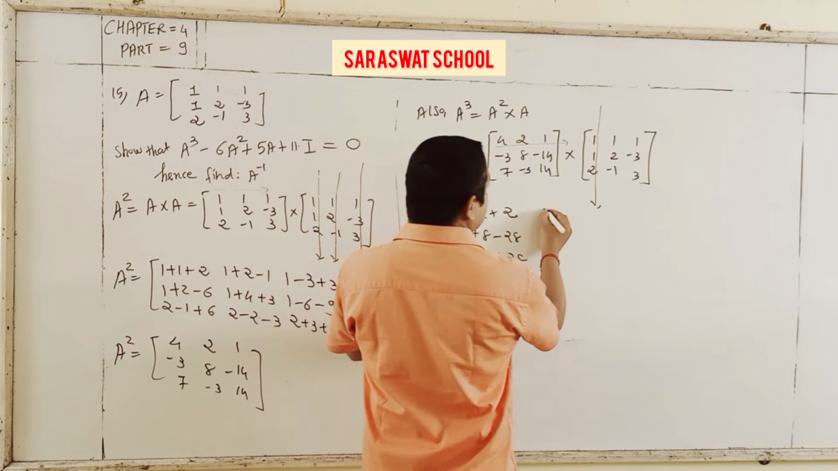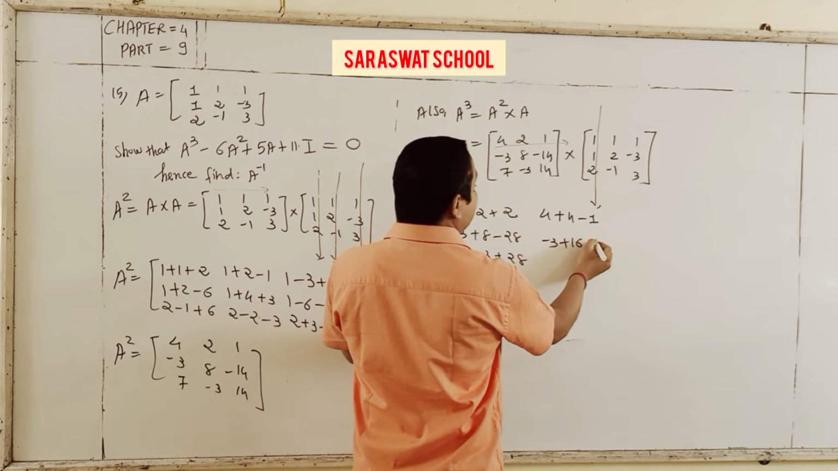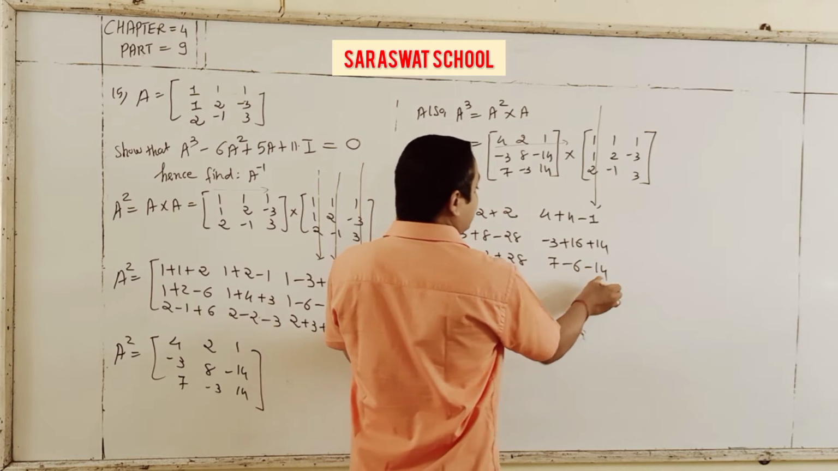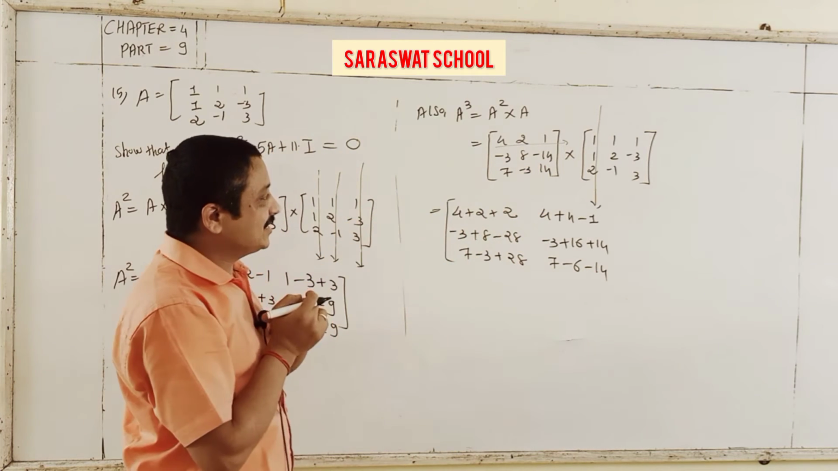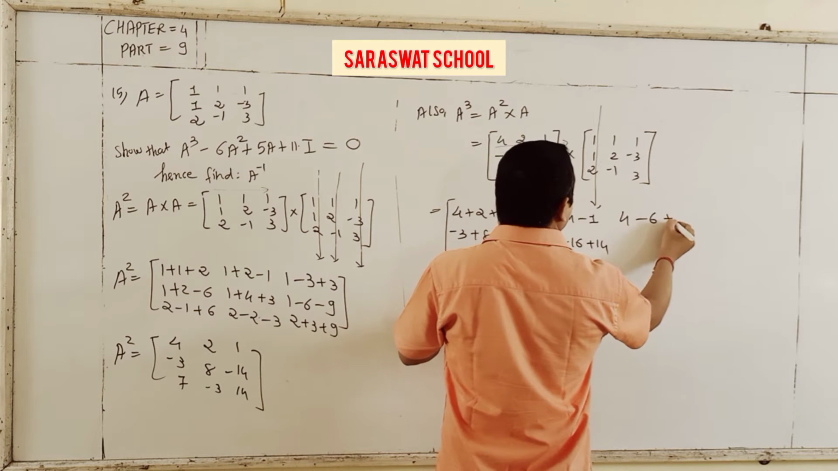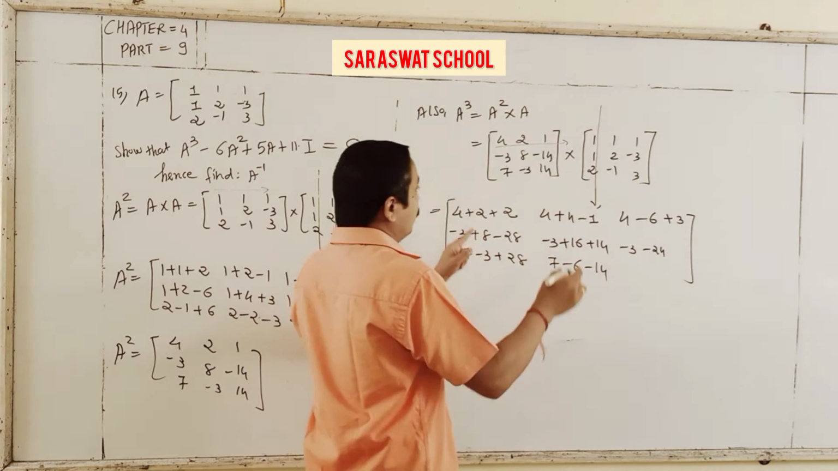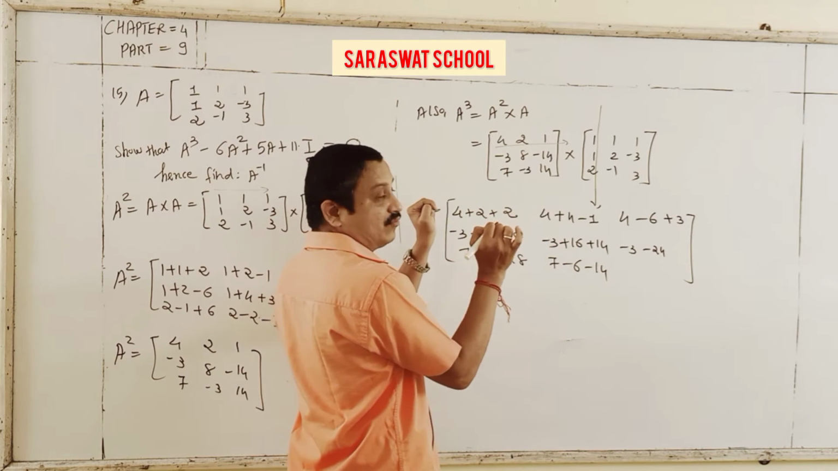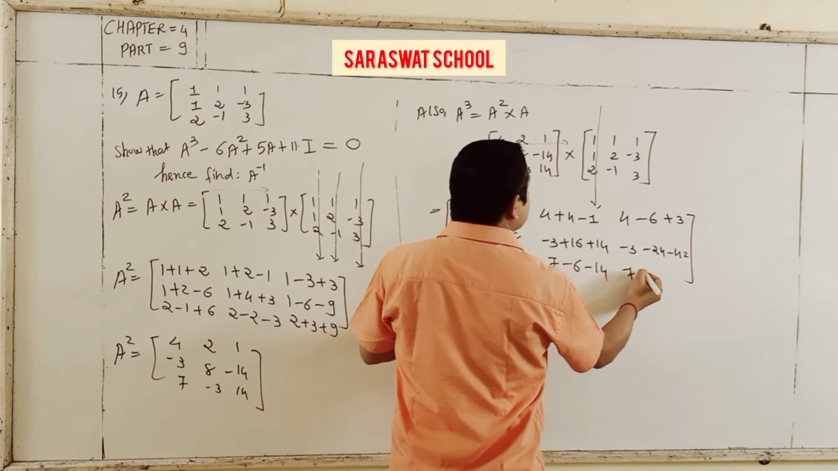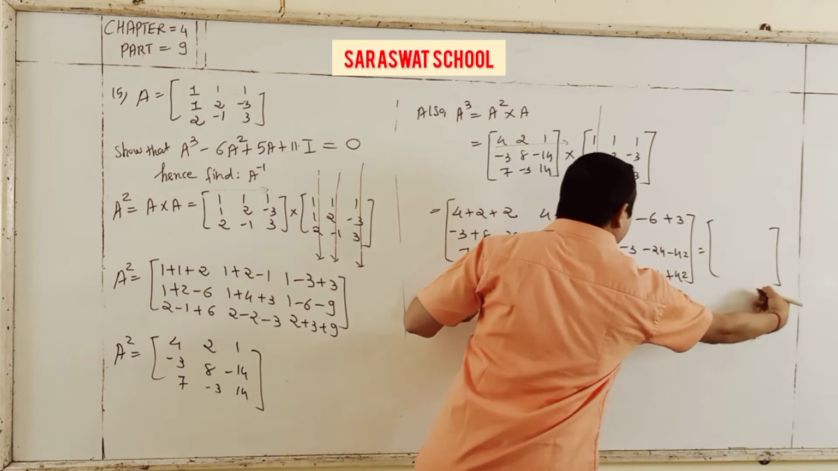Now entry: 4 ones are 4, 2 twos are 4, and minus 1 ones are 1, minus 3 plus 16 plus 14. And last entry: 7 minus 6 minus 14. 7 ones are 7, 3 twos are 6 and 14 ones are 14, and last 4 ones are 4 minus 6 plus 3. And again minus 3 plus 8 3s are 24, minus 3, 8 3s are 24, and last 14 3s are 42, and last 7 ones are 7 plus 9 plus 42, and that's your A cube value.